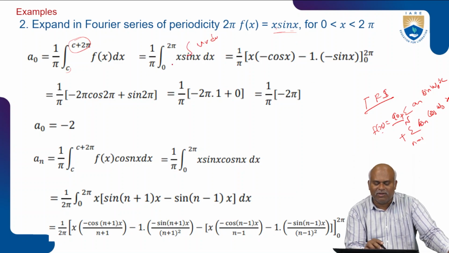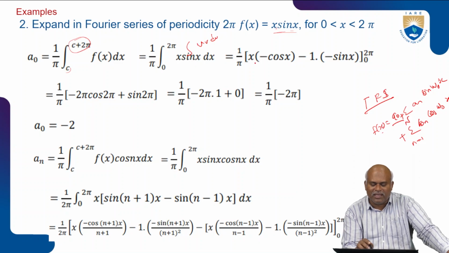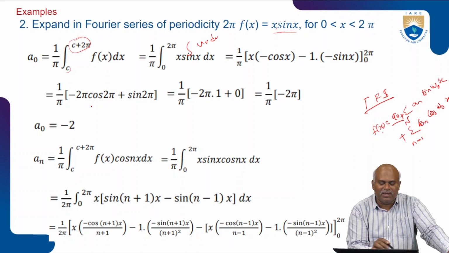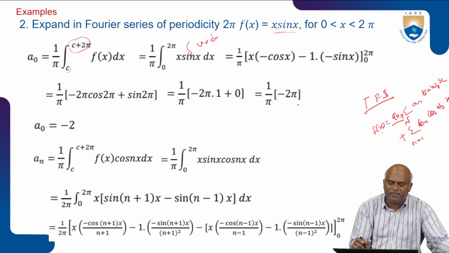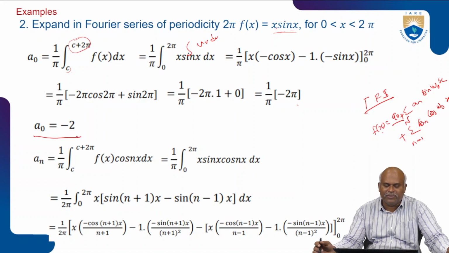So first, take out the 1 by pi as common. The integral of x sin x is represented as minus x cos x minus 1, and differentiating x again gives 1 minus sin x. The limit is 0 to 2 pi. After substituting all the limits, we get a0 equal to minus 2.